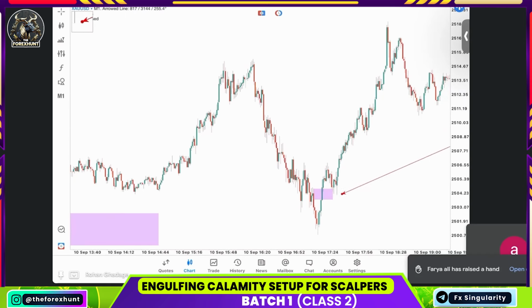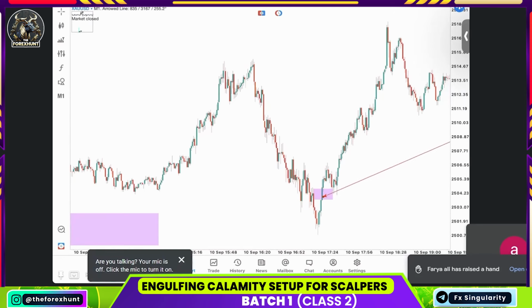M1 SL is small. Once any candle again closes below the zone, this is sell fail. Any candle's body closes below the zone, it will become invalid. So hardly your SL will be 15, 12, 13 pips like this, because this M1 is only a range of 5 to 6 pips. Once M1 closes below the area, you have to avoid. Okay.